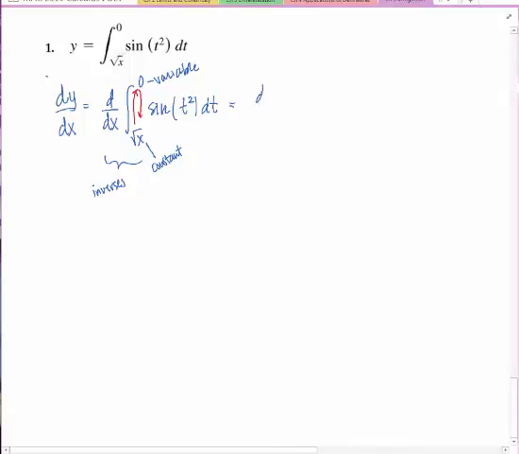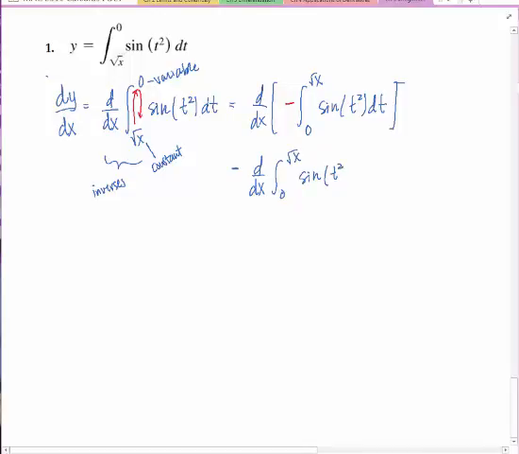We can do that. Hold the derivative operator out here and switch the limits from 0 to the square root of x, sine of t squared dt. But to do that, it will cost us a negative sign. That's one of the properties of definite integrals. Now, though, it matches. So this is negative, the derivative with respect to x of the definite integral from 0 to the square root of x of the sine of t squared with respect to t. It matches the theorem.